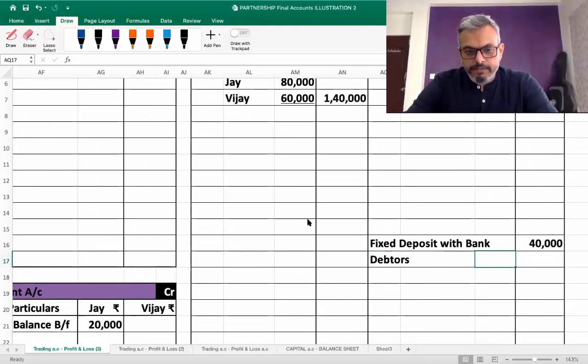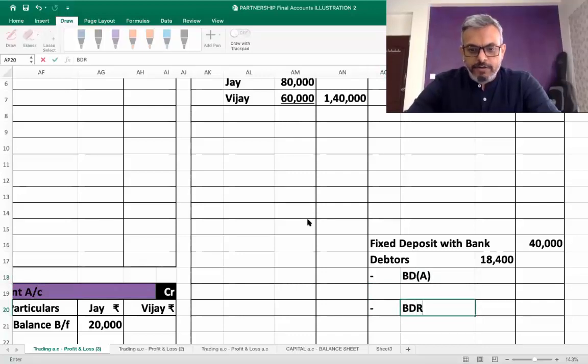in the inner column, minus bad debt as per adjustment, minus bad debt reserve as per adjustment. Please make the format.